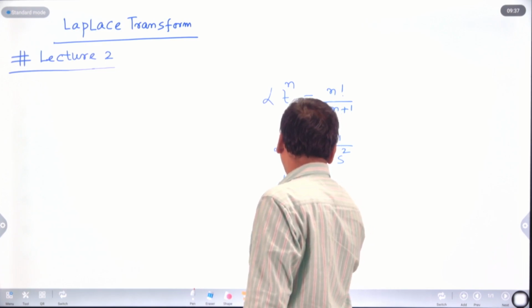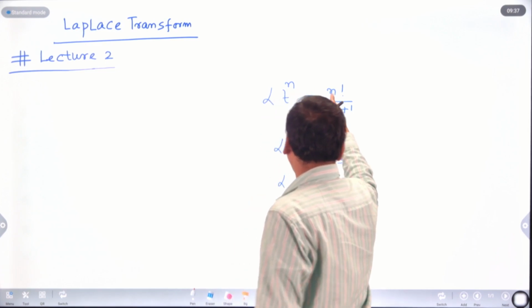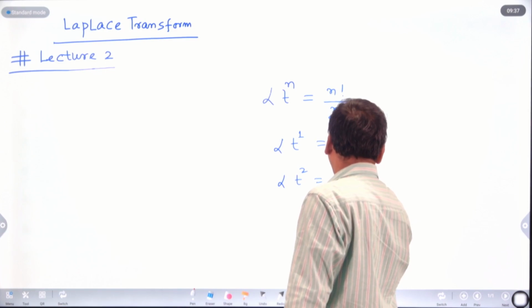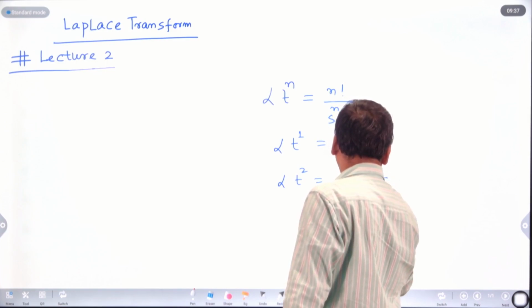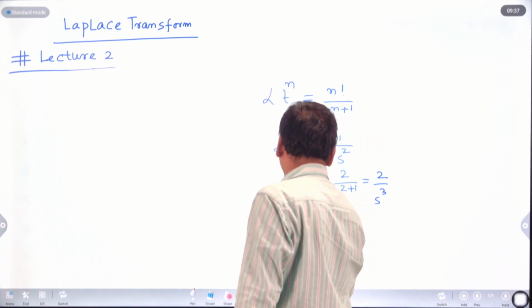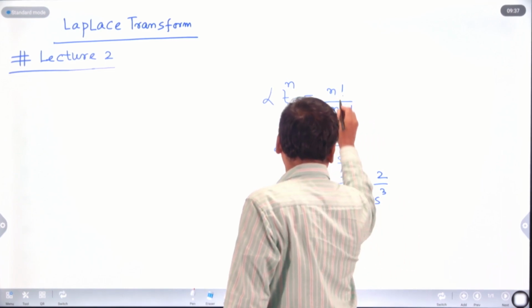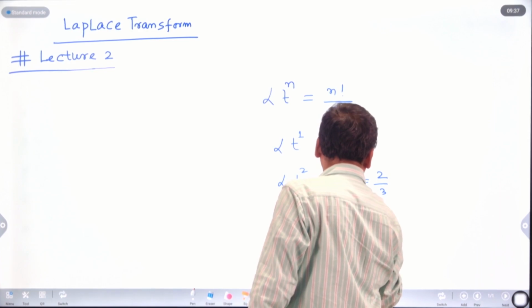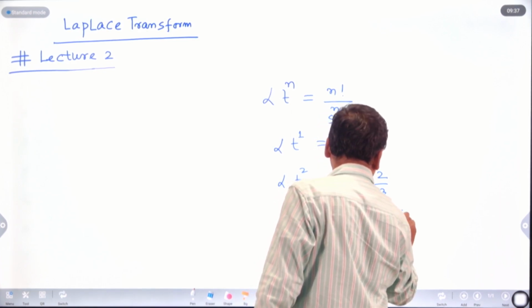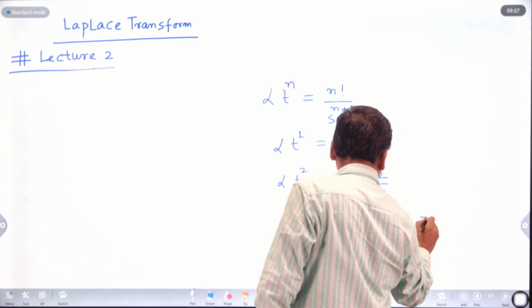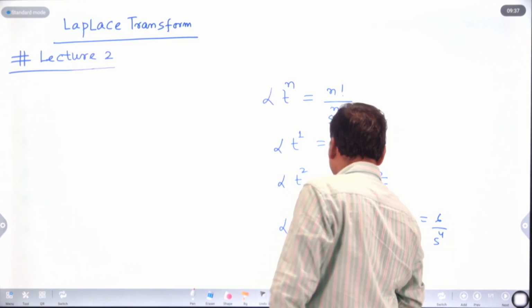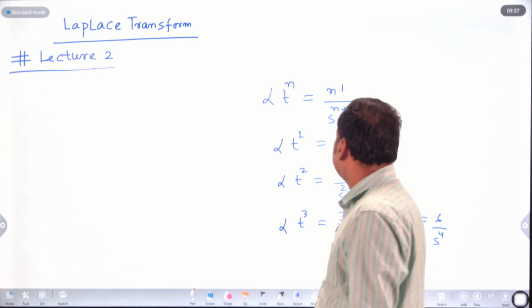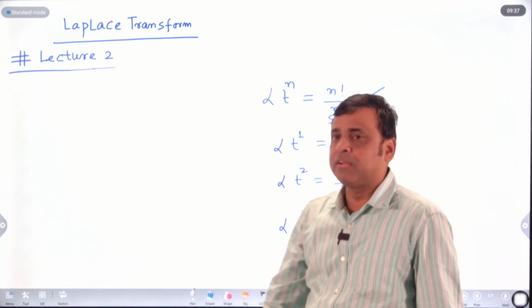Similarly, Laplace transform of t to the power 2, when n equal to 2, is factorial 2 divided by s to the power 2 plus 1. Factorial 2 is 2 into 1, that is 2, so it is 2 by s cube. Laplace transform of t to the power 3 is factorial 3 divided by s to the power 3 plus 1, and factorial 3 equals 3 into 2, so it is 6 by s to the power 4. So for t to the power 1, t to the power 2, t to the power 3, you can use this formula: factorial n divided by s to the power n plus 1.